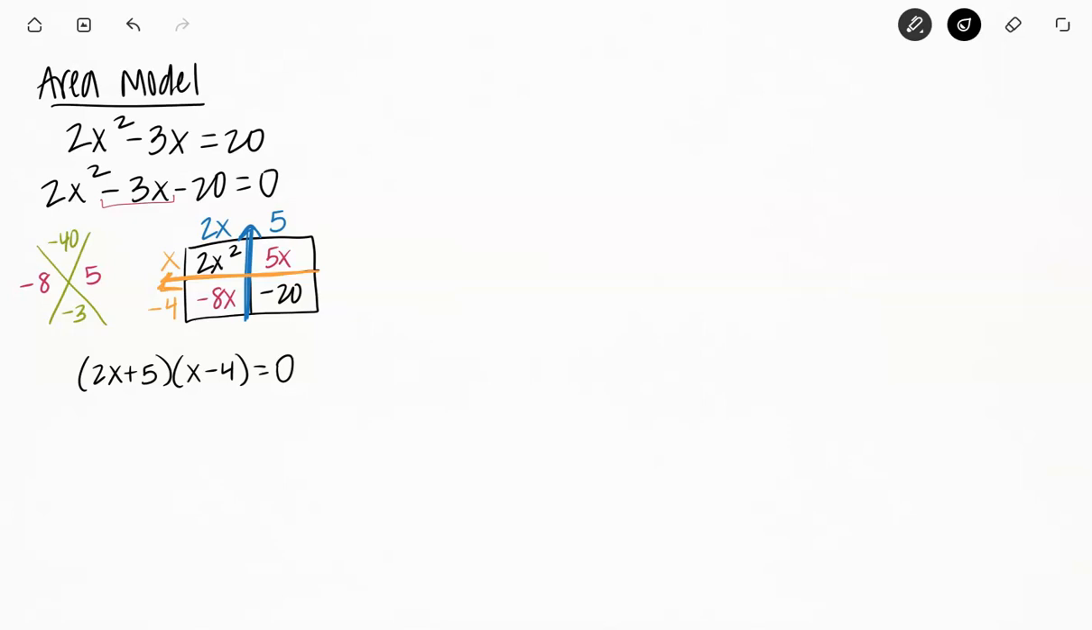If we were to check this, if you were to actually multiply this back out, it does give us the quadratic we started with, so we know that we're on the right path. Set each one equal to 0. 2x plus 5 equals 0. X minus 4 equals 0. We get x is negative 5/2 here, and x is a positive 4.